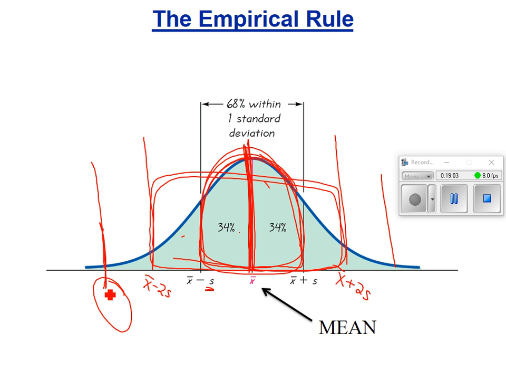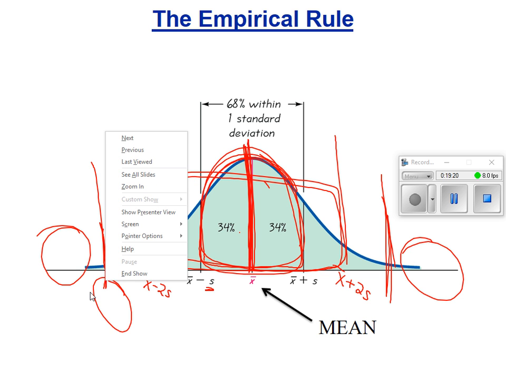And then from here to here is going to be 99.7%. Where do you think that other 0.3%'s at? Out here somewhere. What do we call those? Outliers. Those are the outliers. There's going to be 1 or 2 outliers for a set of data.